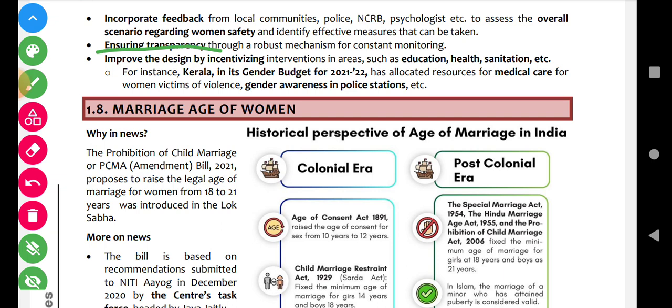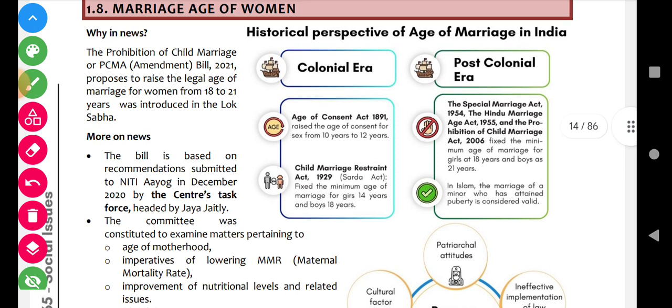Ensuring transparency through a robust mechanism for constant monitoring. Improving the design by incentivizing interventions in areas such as education, health, sanitation, etc. For instance, Kerala in the general budget 2021-22 has allocated resources for medical care for women victims of violence, gender awareness in police stations, etc. So this is the way forward regarding the Nirbhaya Fund.